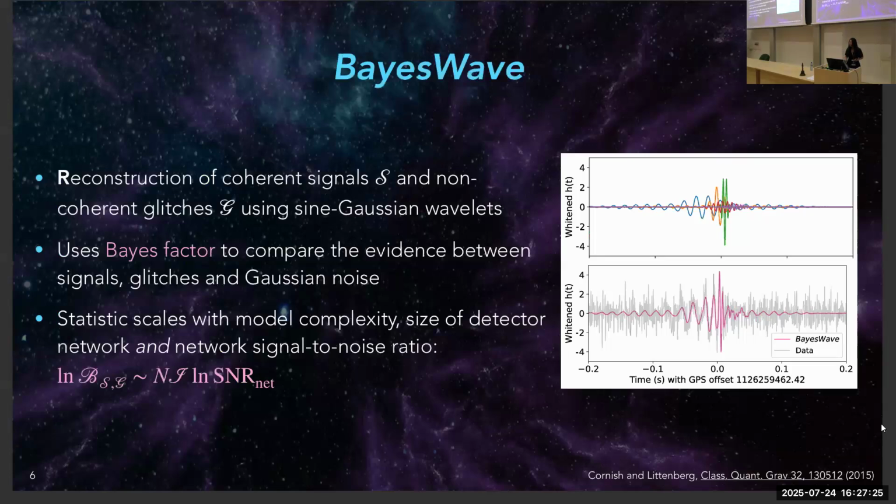And the next pipeline that we're using is BayesWave. You may have also heard of this before. So this is a fully Bayesian pipeline.